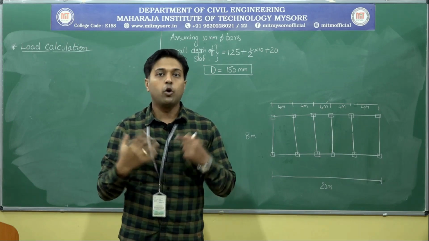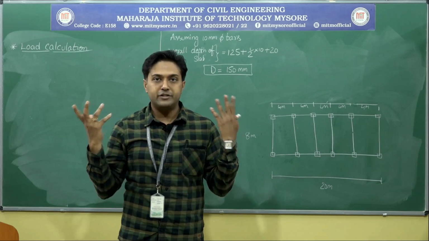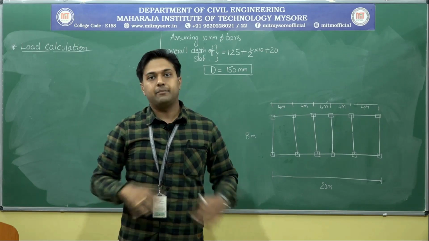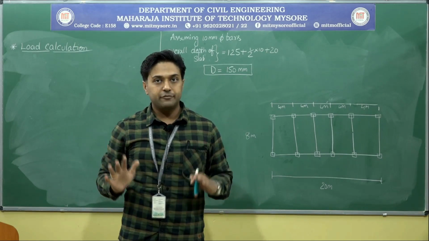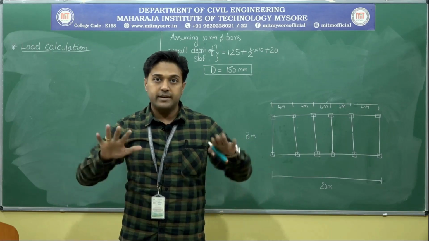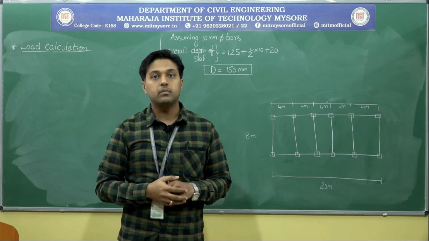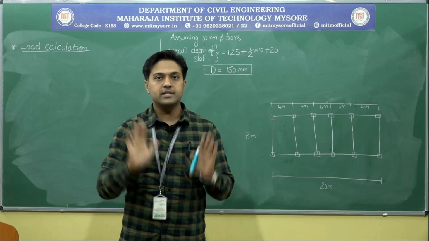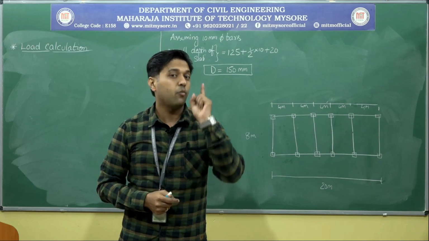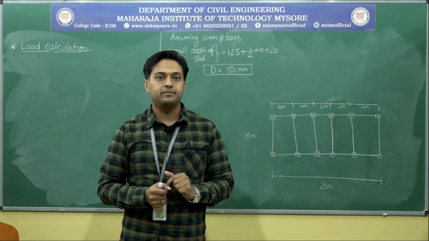What are all the loads that will come on the slab? In general, as I am standing on a slab, the first and foremost thing is the dead load. First I need to calculate the dead load of the slab. Next, what is the live load that is coming on the slab? Next, floor finish. All those things I need to consider. But here please remember, as it is a one-way continuous slab, the procedure is slightly different.